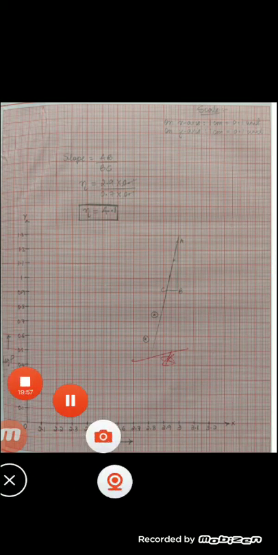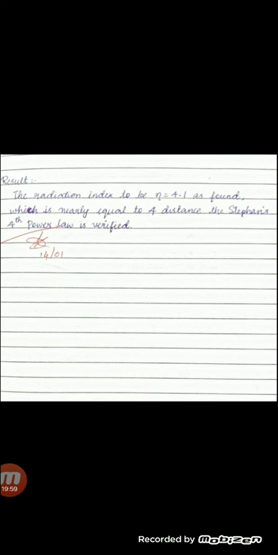If you plot a graph of log P versus log R, you will get the radiation index. So n, that is represented by the symbol n. Okay, so the straight line will give you the value of the radiation index.